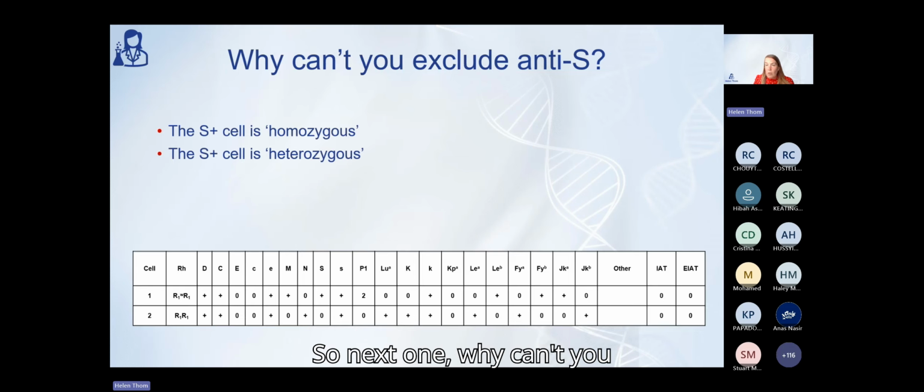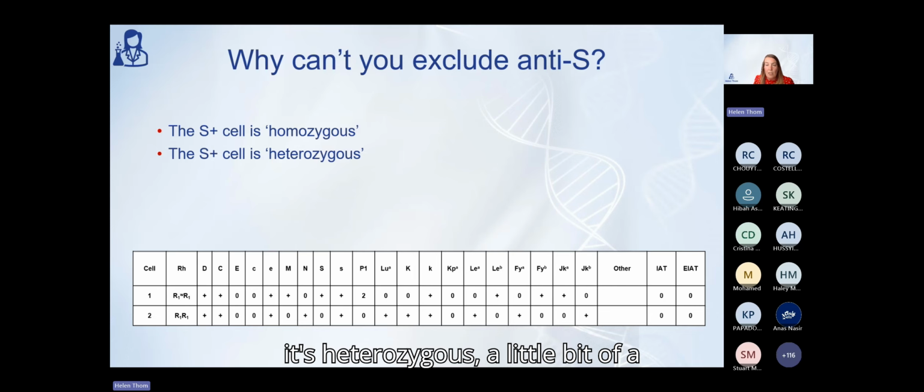So next one, why can't you exclude anti-big S on this panel? I've just copied the cell lines over there. Is it because the big S cell is homozygous, or is it because the big S cell is heterozygous? So why can't you exclude that? Everyone so far is saying it's because it's heterozygous.